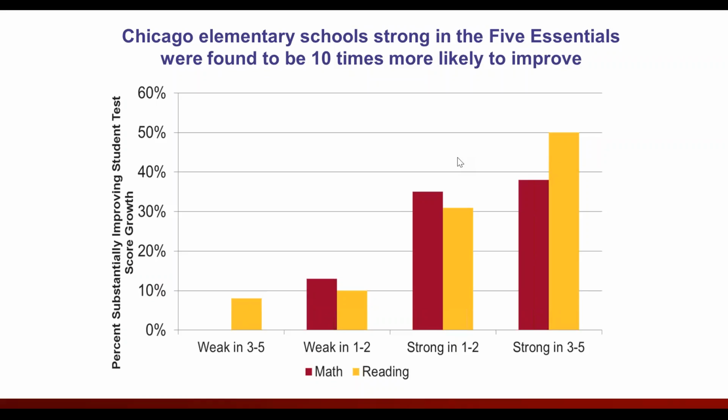So check this out. The University of Chicago researchers found that schools that were strong in the 5 essentials were 10 times more likely to improve children's learning than those that were weak. So here you can see the percentage of improving student test scores in reading and math. The more the essentials were strong, the greater gains that they saw. Now, just so you know too, the OUNCE is in the process of validating this framework for early childhood. And the study isn't complete yet, but so far it's looking like this framework will hold up. So you could go to the next slide.